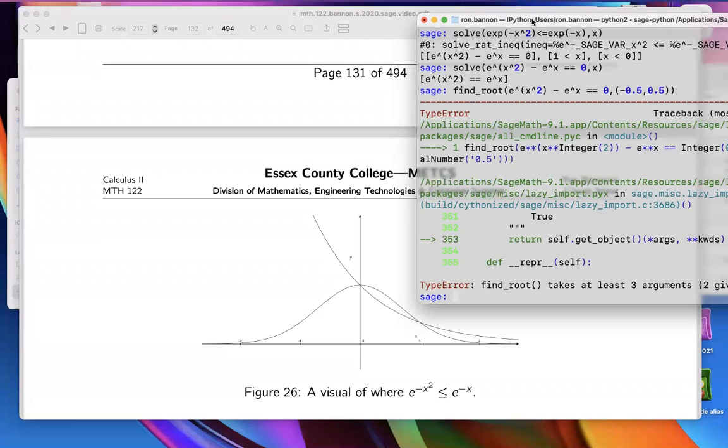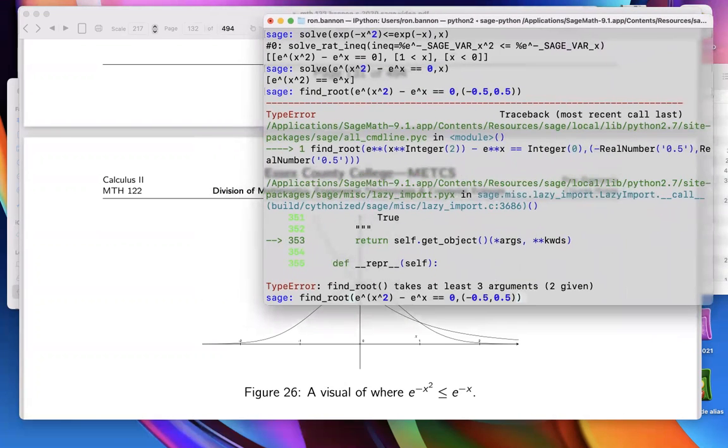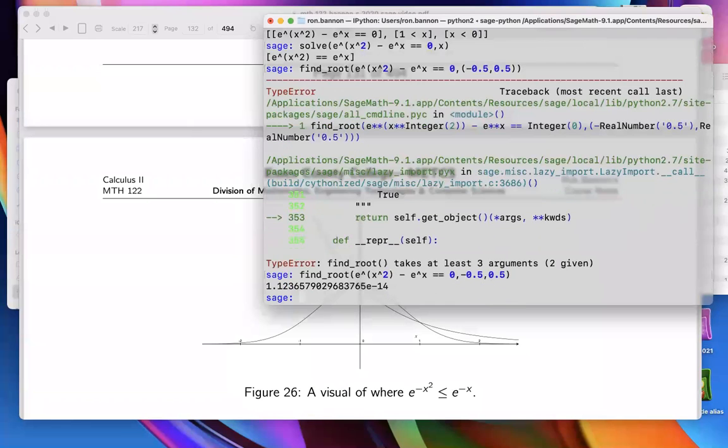All right, let's take a look at it. And I'm starting to see it. It says find root takes at least 3 arguments, 2 given. All right, I'm going to try again. Oh, you know what? Now I'm starting to remember. The thing about memory is you may not be able to remember it right.